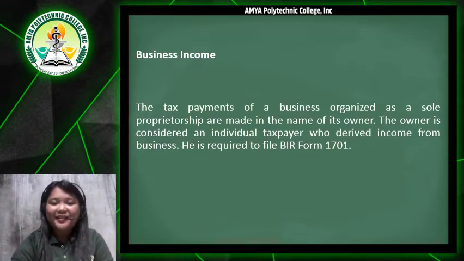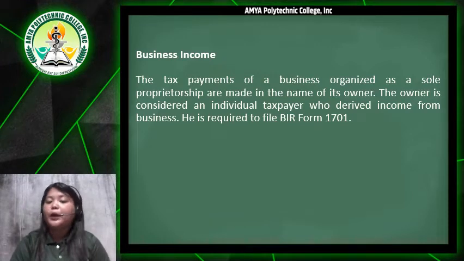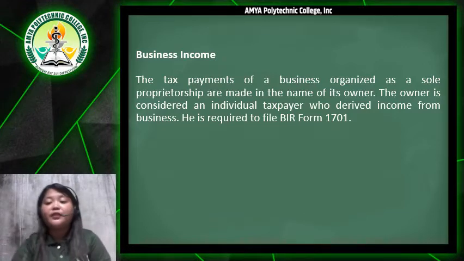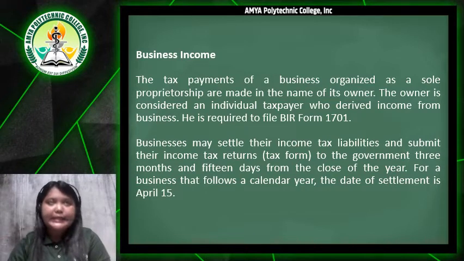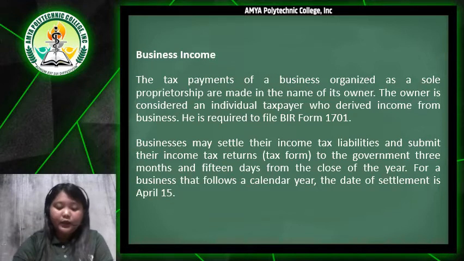Business income. So the tax payments of a business organized as a sole proprietorship are made in the name of its owner. So the owner is considered an individual taxpayer who derived income from business. So he is required to file BIR Form 1701. So businesses may settle their income tax liabilities and submit their income tax returns to the government 3 months and 15 days from the close of the year. So for a business that follows a calendar year, the date of settlement is April 15.